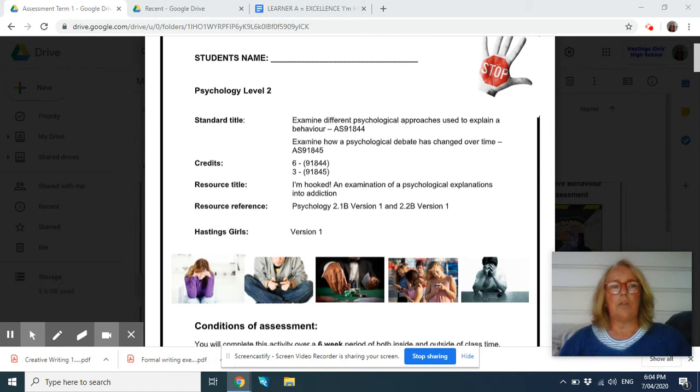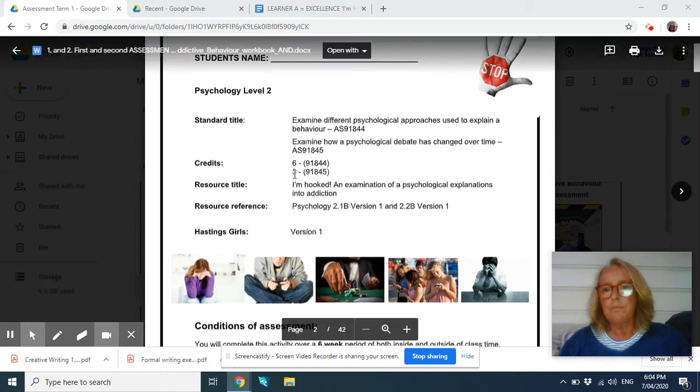So if you turn to page 2 of your booklet, the addictive behavior assessment booklet that you have, and that of course is also in our folder for the assessment, I want you to look carefully at the title of the assessment. Okay, so examine different psychological approaches used to explain a behavior. And in this case, you're looking at an addictive behavior, an explanation into addiction.